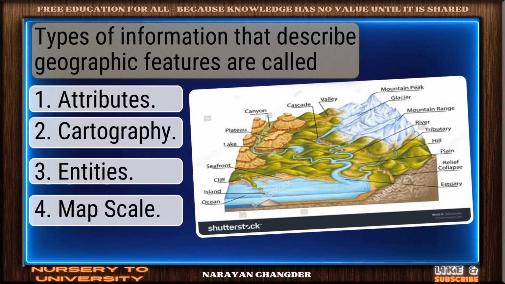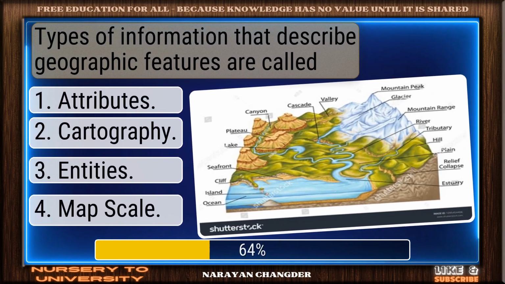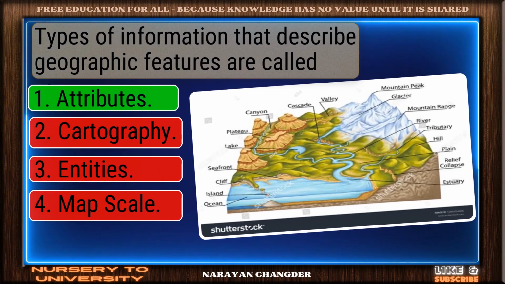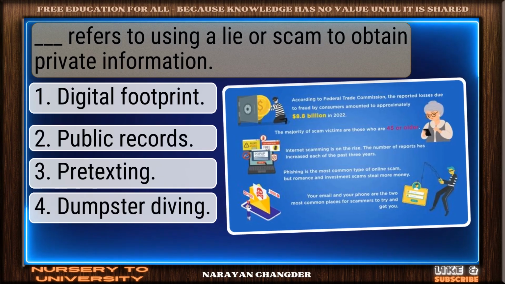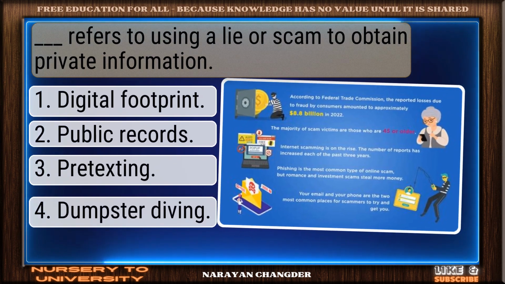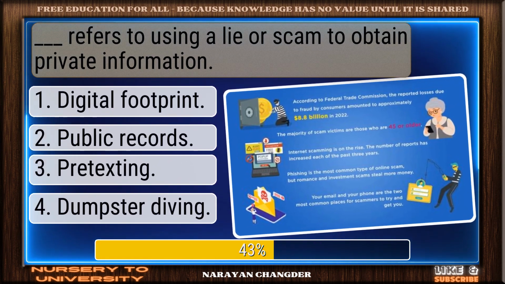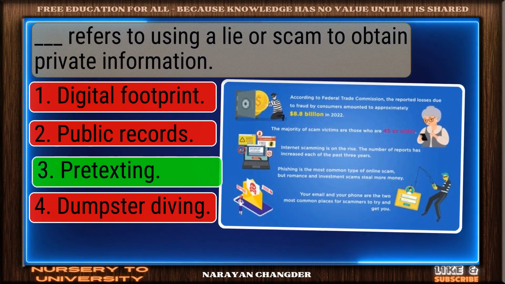Types of information that describe geographic features are called. Correct response. Attributes is accurate. Dash refers to using a lie or scam to obtain private information. Right again. Pretexting is valid.